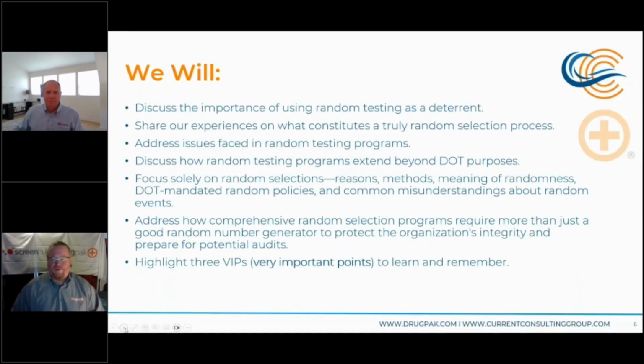Today, we're going to draw from our experiences to talk about what it means to have a truly random selection process and discuss some of the issues people face in random testing programs. It's not just for DOT purposes that this matters. While the Department of Transportation mandates random testing, many of you also use random testing in non-regulated employment situations.